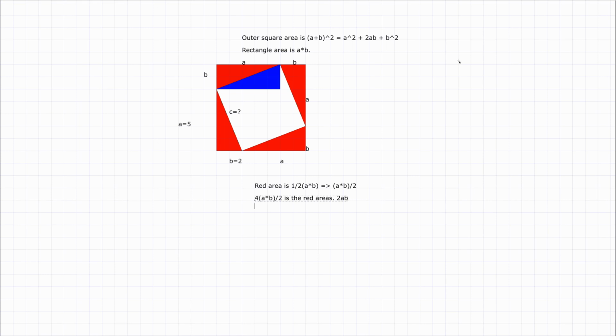So now we go back up here and we look at this. We know the outer square area is this. Now we can take and subtract 2AB from that. So it'd be A squared plus 2AB plus B squared minus 2AB, which is A squared plus B squared, and that is what's left over, which would be C squared. That's it.